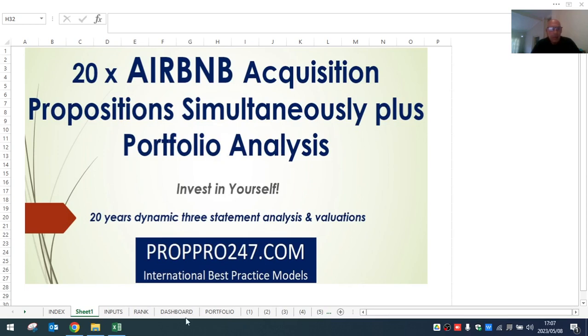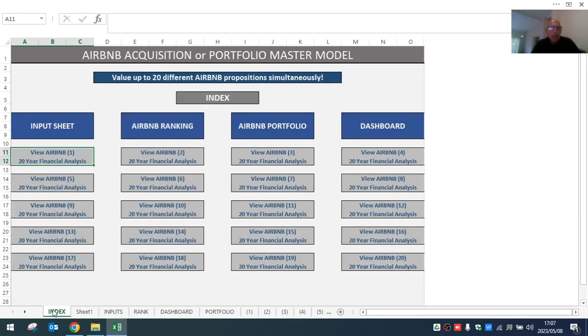Let's go straight to the index of the model. You will see we have an input sheet, a ranking system, portfolio system, and a dashboard. And then each Airbnb proposition has its own financial analysis for 20 years, 3 statement analysis, as well as valuations.